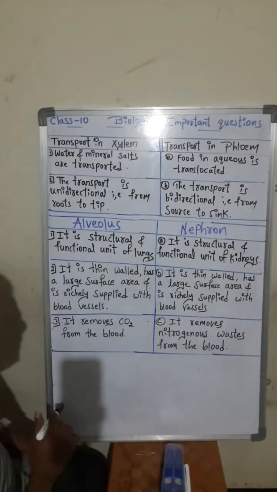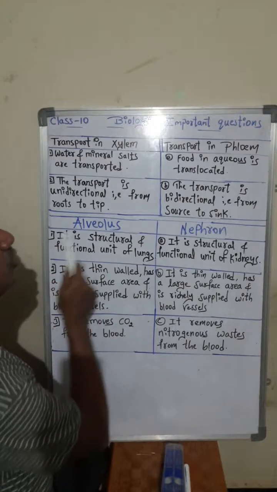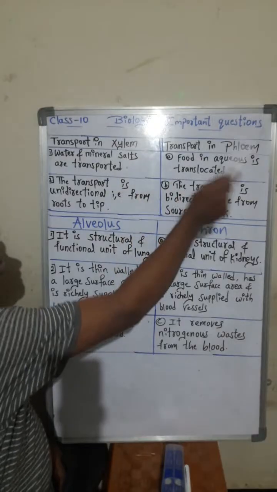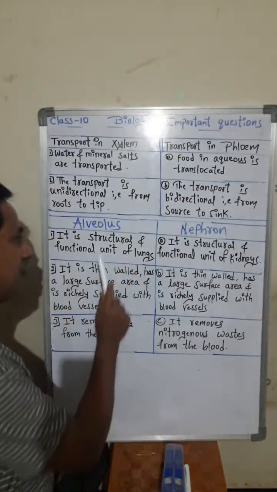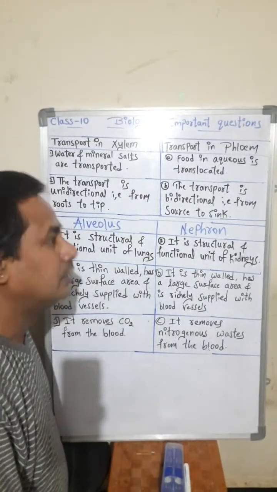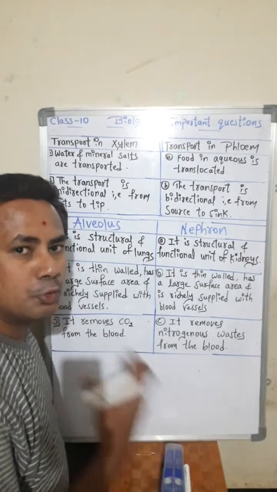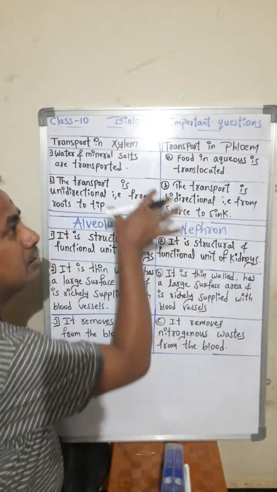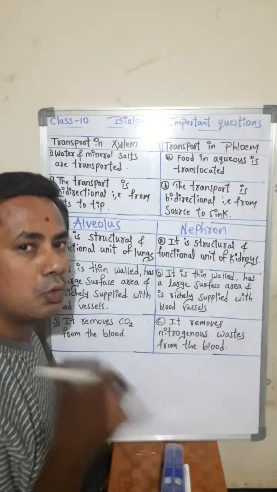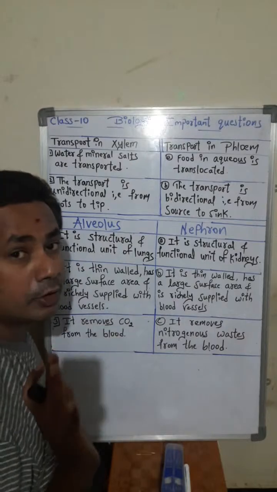So let's start today's session, class 10 biology, important questions. First we will see the difference between transport in xylem and transport in phloem, and after that the difference between alveolus and nephron. In transportation in humans we have studied how the human heart works, but in plants, how is food transferred, how is water transferred? Let's discuss the difference between these. They are very, very important questions.